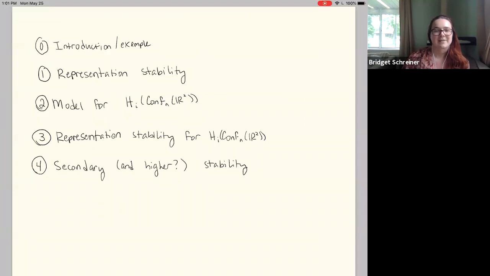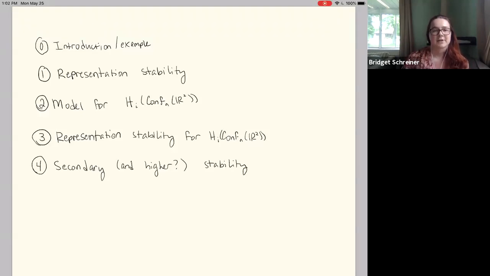So in this talk, I'm going to start out by giving an introduction and introduce the example that we'll be looking at throughout, which is going to be the homology of configurations of ordered points in R2. I'll give a really brief introduction to representation stability and just the idea of what that means, and then introduce a model for the homology of configuration spaces that we'll use to then see the representation stability and hopefully the secondary and higher stability, although that's going to be dependent on time.